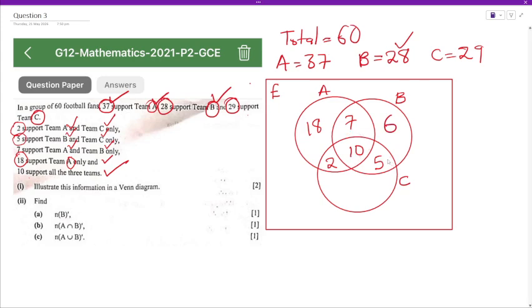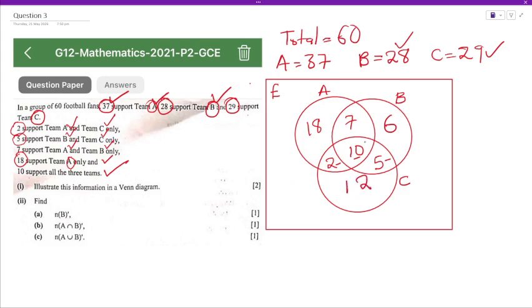Okay, we go to team C. What is the total for team C? The total should be 29. So we already have 17 here. 2 plus 10 is 12 plus 5, that's 17. 29 minus 17, that gives me 12. So the 12 comes right there.